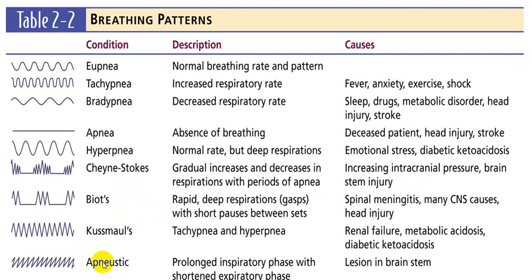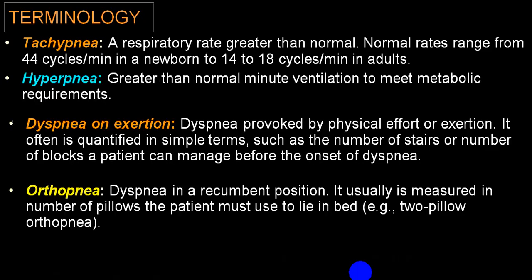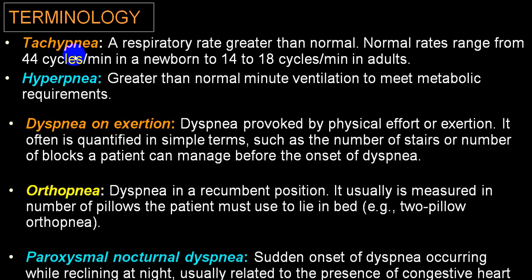There is another word very frequently utilized, that is apneustic breathing, where you get a prolonged inspiratory phase with a short expiratory phase. This is again a very good sign in case of a brainstem lesion. So these are some of the things which you should keep in mind, which can be asked in your oral. All this terminology, whatever we have described, tachypnea, dyspnea on exertion, orthopnea, PND, etc., do remember all those terms. We have discussed this before.